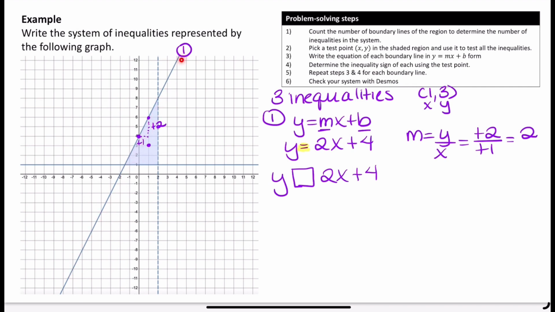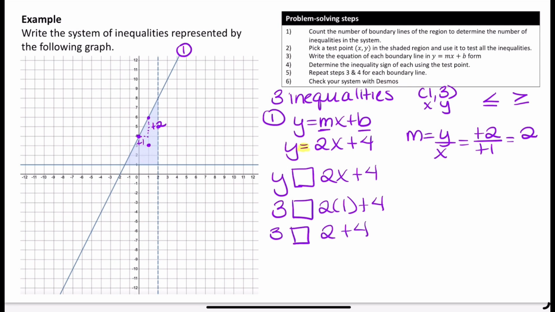Notice that it's a solid line, okay? Since it's a solid line, I know that I have to have a less than or equal to or a greater than or equal to. So now I just have to narrow it down, okay? So I'm going to do that by using this test point right here that I started off with. So I'm going to plug that in for x and y and see what happens here. So I have 3 and then something, 2 times 1 plus 4. Okay, so 3 and then something, 2 times 1 is 2 and then plus 4. So 3 and then something, and then 2 plus 4 is going to be 6. So we know that 3 is less than 6, so that's telling me that this should be a less than or equal to. Okay, so that's how I'd write this inequality.